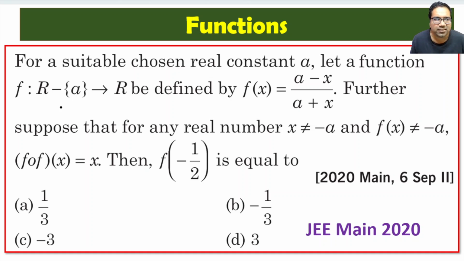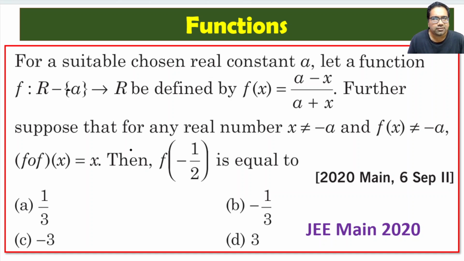Hi friends, here is a simple problem based on composition of functions. Here we are given f of x equals (a minus x) by (a plus x). Obviously, x cannot be equal to minus a because the denominator will become 0. So x cannot be equal to minus a.